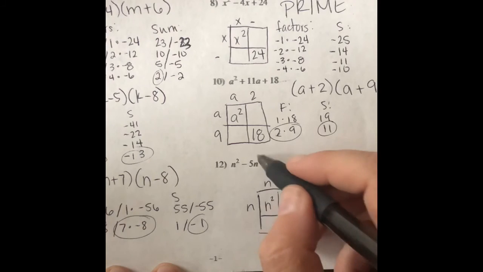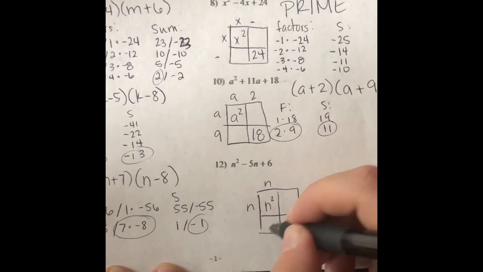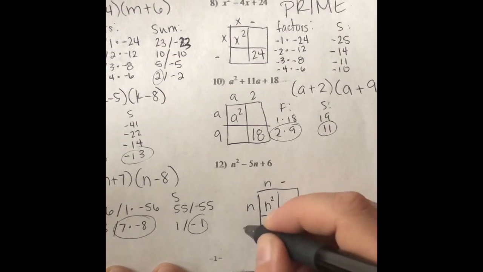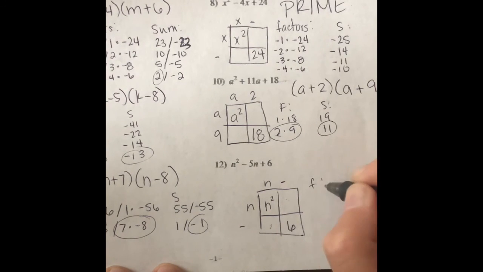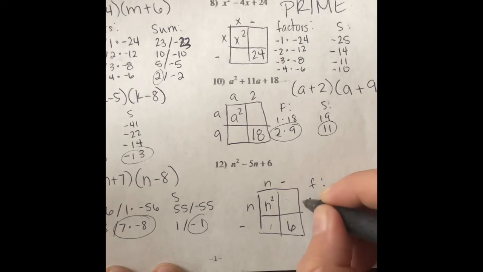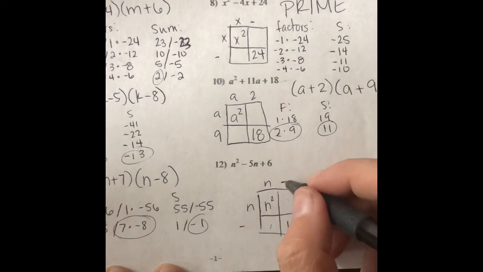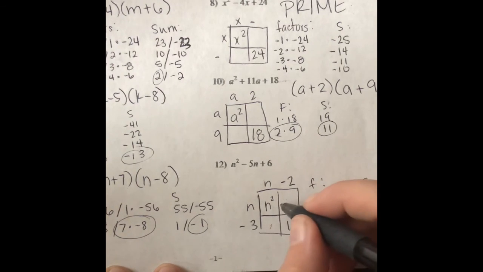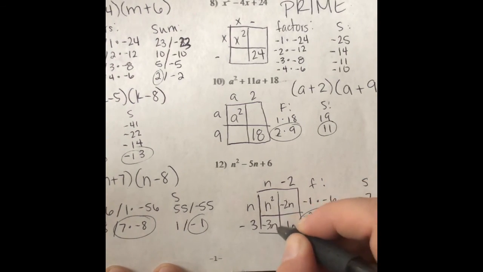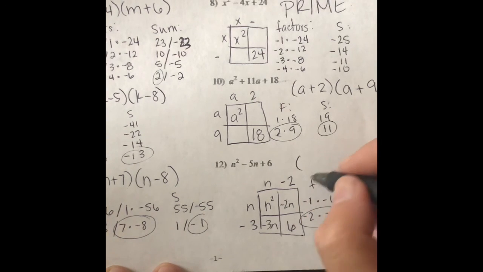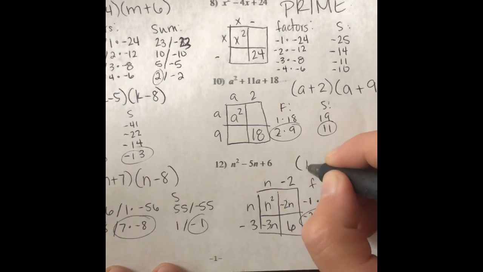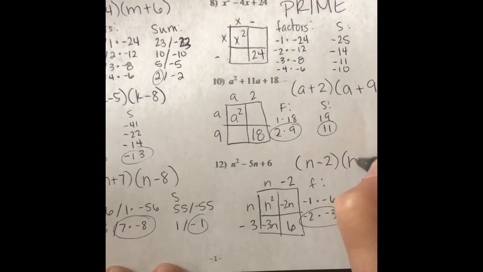We have a positive here, but a negative sum tells us both of our numbers here need to be negative. So our factors are going to be negative 1 times negative 6, sum negative 7. Negative 2 times negative 3, sum negative 5. So we're going to be using this one and these two factors, so negative 2, negative 3. And we're going to get our final answer of n minus 2 times n minus 3.